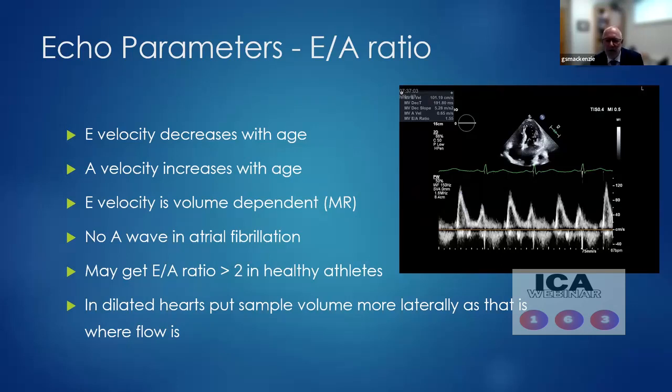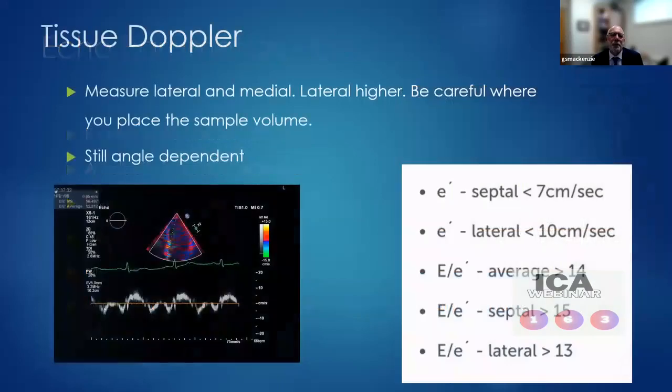And this is because as the ventricle untwists, it almost creates a suction effect as blood comes from the left atrium into the left ventricle. The other thing to note is that in patients who have very dilated hearts, it's been shown that it's better to put the sample volume more laterally, as that's where the flow tends to be.